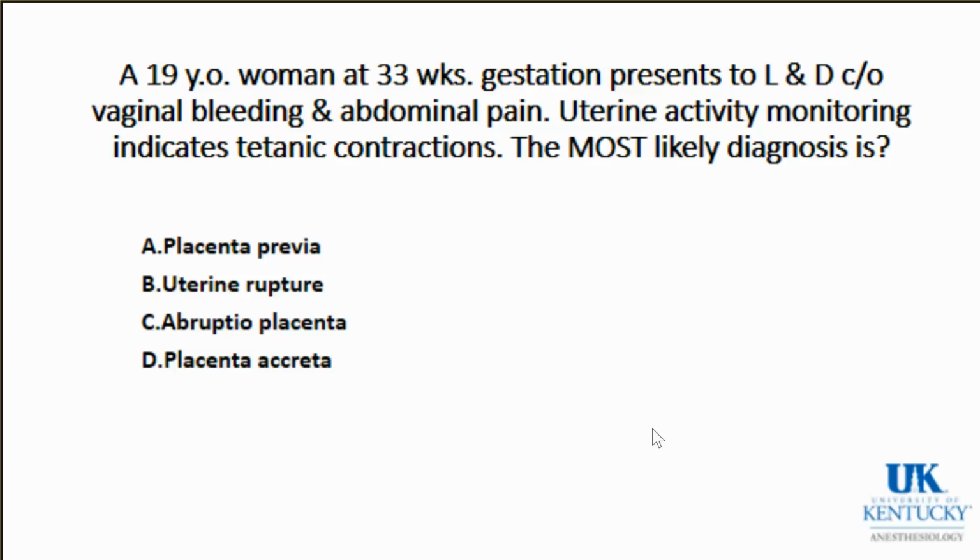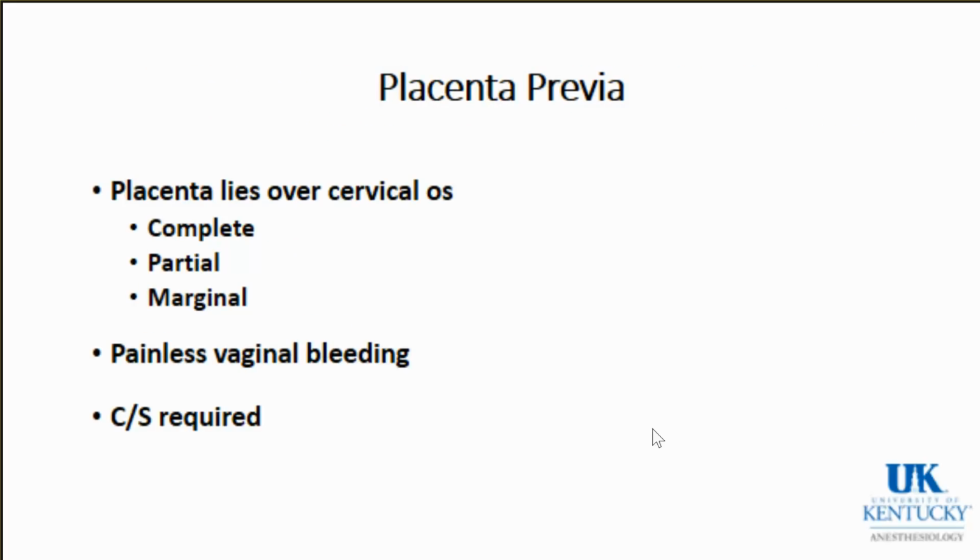So that would be abruption. Placenta previa is generally going to be painless vaginal bleeding. Uterine rupture, you can have vaginal bleeding and abdominal pain, but you're not going to have tetanic contractions. And placenta accreta, you're really not going to have significant bleeding from that until after delivery.